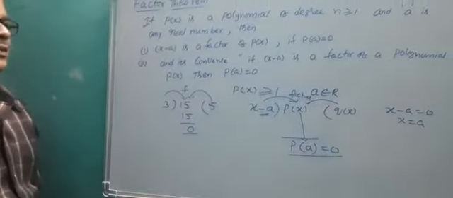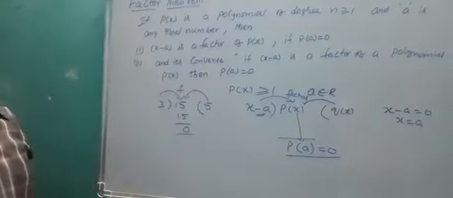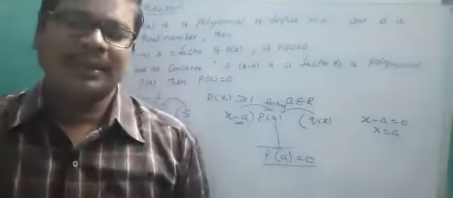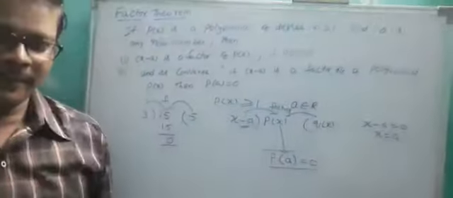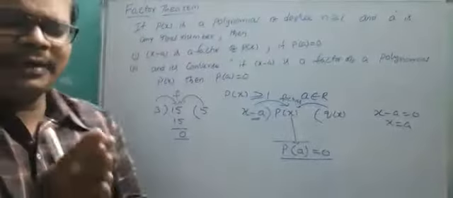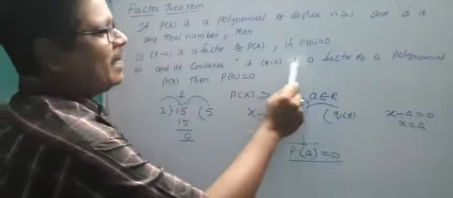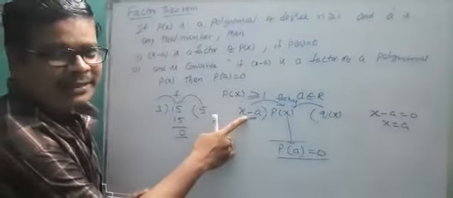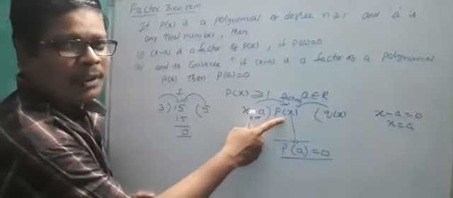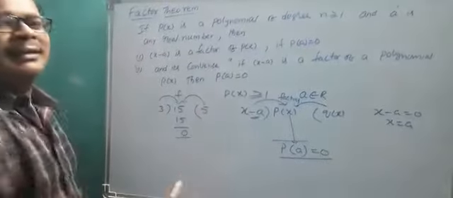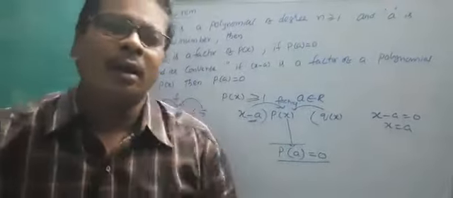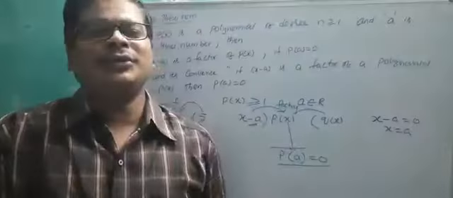Okay, this is the first one. And the second one is the converse. Converse means vice versa. So what is vice versa? The reverse process. That means if x minus a is a factor of the polynomial p of x, then the remainder equals how much? Then the remainder equals 0.